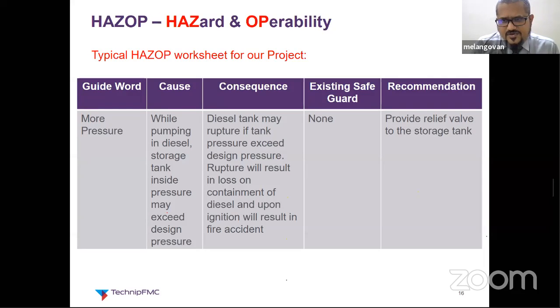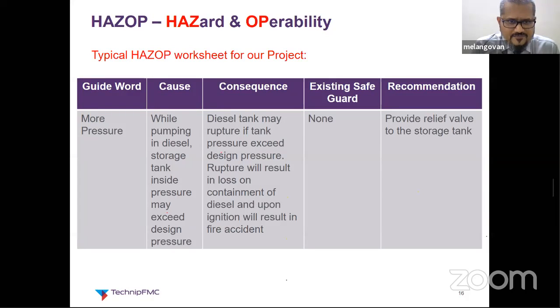In our case, it is a simple one: an inlet line, the diesel tank and an outgoing line. But think about a whole process plant, it will be too difficult. So we need to break the whole process plant into nodes. For each node, we need to apply these guide words. So for example, in our case, I am taking the diesel tank as a node, and I am applying the guide word of more pressure to that node. So what may cause more pressure within the tank?